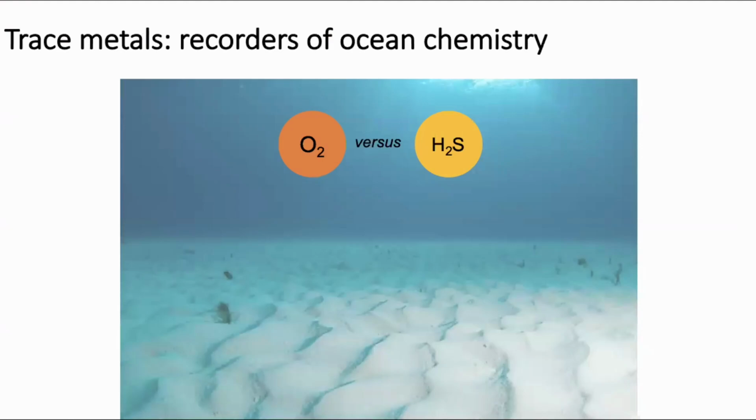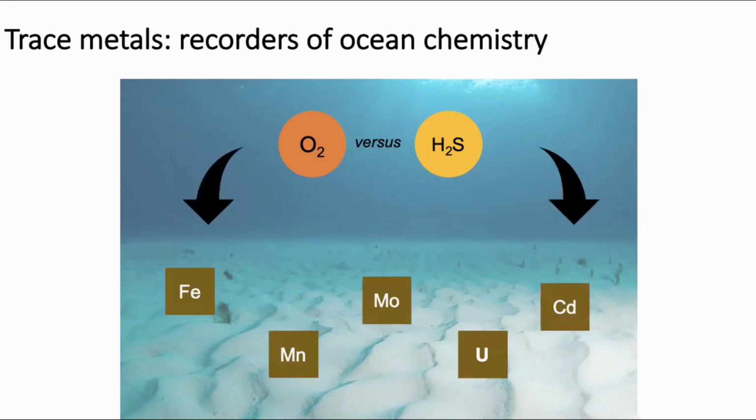So trace metals are great records of ocean chemistry. By ocean chemistry, ocean redox, what I'm really saying is the amount of oxygen and sulfide that's present in the water column of any given ocean system. Depending on the levels of oxygen and sulfide, you end up with the burial of different trace metals. These are things like iron, manganese, molybdenum, uranium, cadmium. Depending on the water chemistry, you'll get different abundances of these metals, different ratios, different isotope systematics, speciation, all kinds of things.